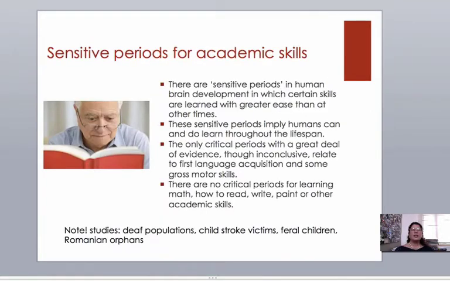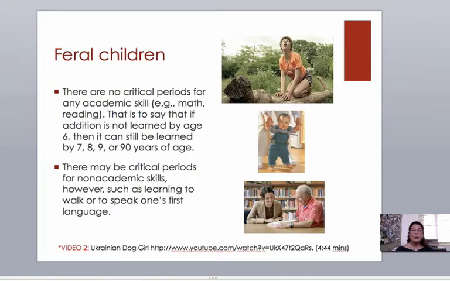However, we do know that we can presume that there is probably a sensitive period for one's first language. We're not really, really sure because there are so few studies out there. Deaf population, stroke victims, feral children, Romanian orphans, there are very few of these incidences, thank goodness. But it doesn't give us 100% proof to say that there is a critical period for your first language. However, the evidence that's out there is rather strong.